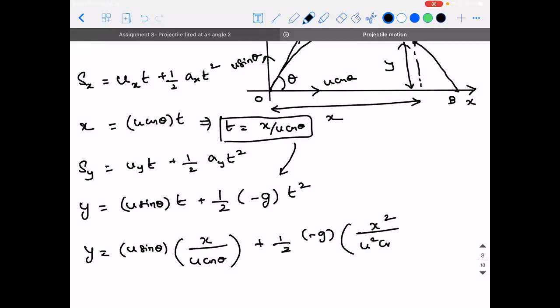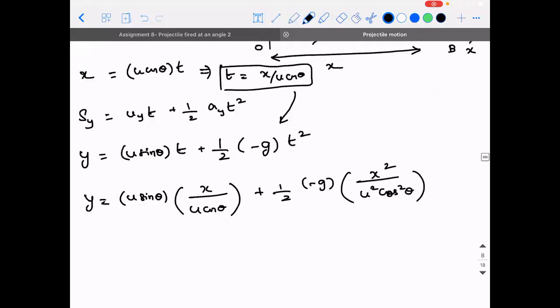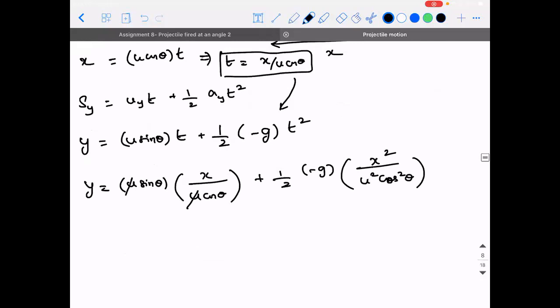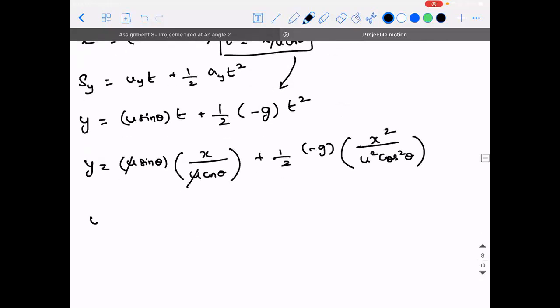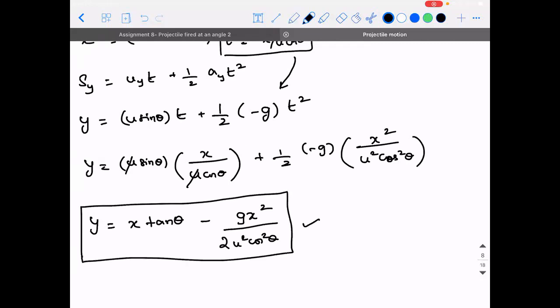That is x square divided by u square cos square theta. Okay. u and u will get cancelled. Then y will be equal to x into sin theta by cos theta, which is tan theta, minus gx square divided by 2u square cos square theta. So x tan theta minus gx square divided by 2u square cos square theta is what we call the equation of a projectile.